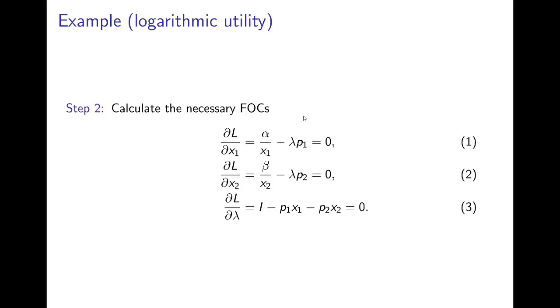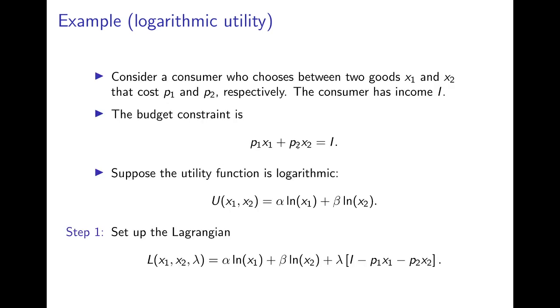In the second step, we follow the theorem of Lagrange and calculate the necessary first-order conditions. So we take the derivative of the Lagrangian function with respect to the choice variable 1 and set it equal to 0, we take the derivative of the Lagrangian function with respect to the second choice variable and set it equal to 0, and we take the derivative of the Lagrangian function with respect to the Lagrange multiplier and set it equal to 0.